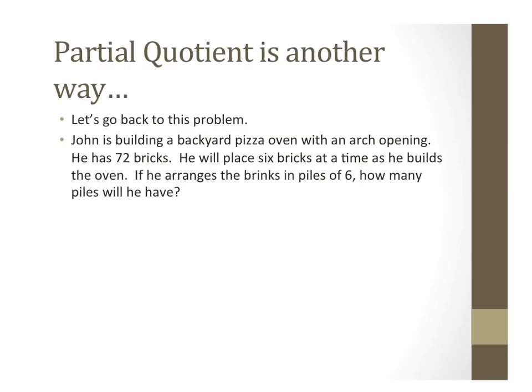Partial quotients is that other way, and I love this strategy because it helps me build on what I know about multiplication problems. So let's go back to this problem. John's building that backyard pizza oven, and he's got 72 bricks, and I know he's putting them in piles of 6. So my problem looks like this. 72, and I'm dividing by 6. So I know that I need to put them in groups of 6.